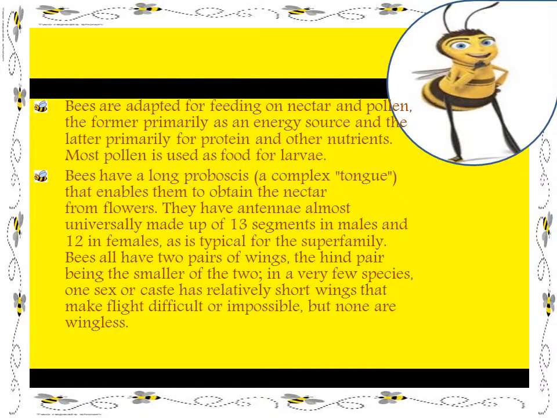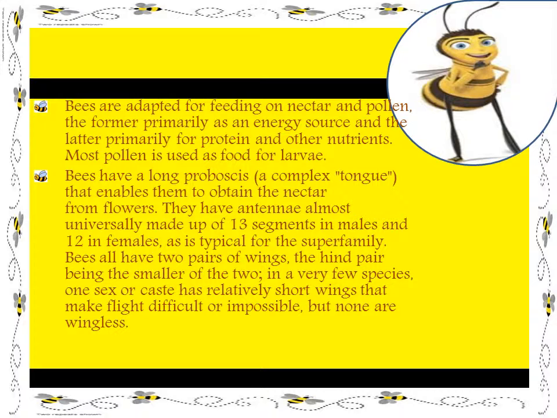Bees are adapted for feeding on nectar and pollen, the former primarily as an energy source and the latter primarily for protein and other nutrients. Most pollen is used as food for larvae.